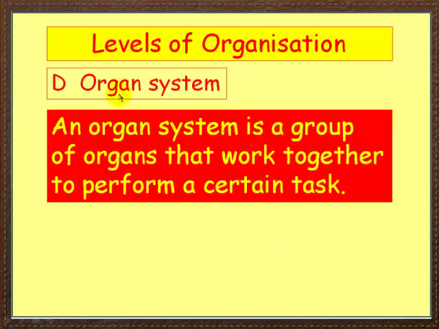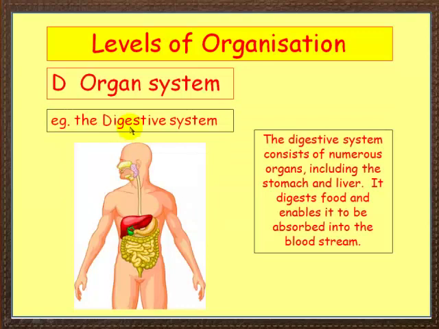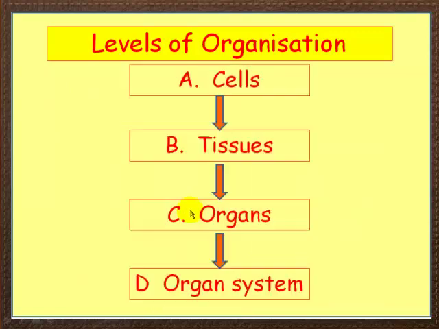Now the top level of organisation we're interested in is the organ system. Now an organ system is a group of organs that work together to perform a certain task. So here we've got the digestive system. There's lots of organs here. So the digestive system consists of numerous organs including the stomach and the liver. Here's the stomach, here's the liver. It digests food, enables it to be absorbed into the bloodstream in the small intestine down here. Finally it goes out via this long intestine here, and undigested food leaves via the anus.